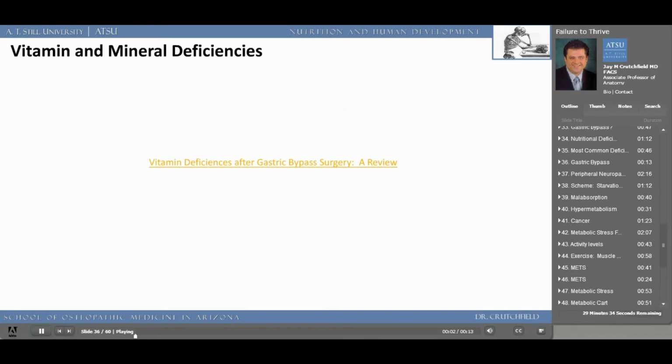Here's a review article of vitamin deficiencies after gastric bypass surgery. You don't need to memorize the article. It's just here for your own edification. I won't test you from its content.